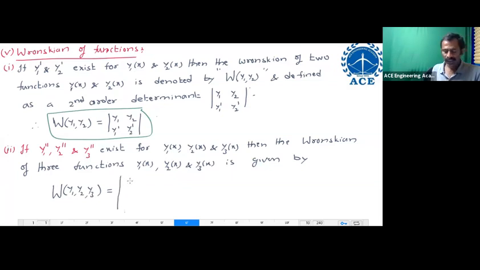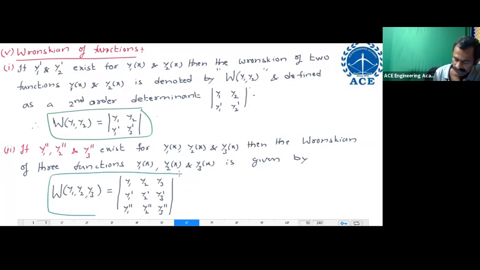Because of third order, along the first row, the same functions y1, y2, y3. Along the second row, y1 dash, y2 dash, y3 dash. Along the last row, the second order derivatives, y1 double dash, y2 double dash, y3 double dash. It is for three functions.